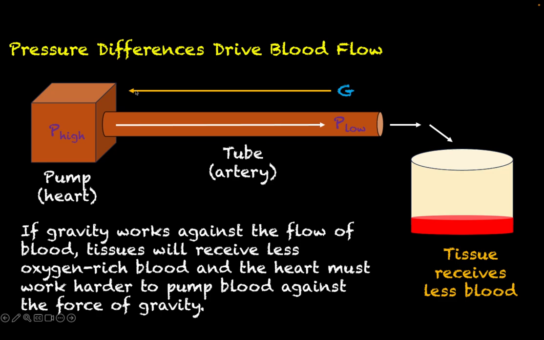Now, the idea here is that if we include a gravitational force that is pushing in the opposite direction to the way that blood is flowing, that blood flow is not going to occur quite as well as it did without the gravity. So if gravity is working against the flow of blood, then the tissues are naturally going to receive less oxygen-rich blood, and the body, as we will see later, is going to have to compensate for this and get the heart to work harder so that it can pump that blood against the force of gravity.